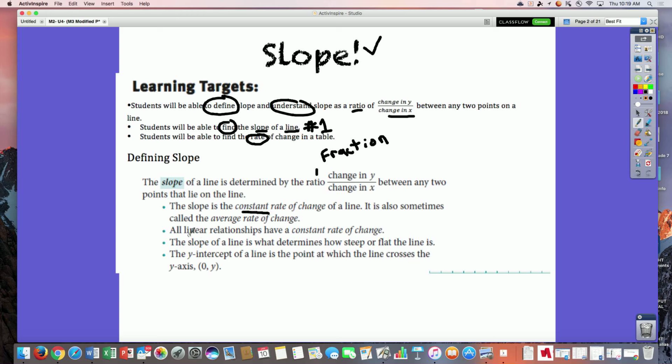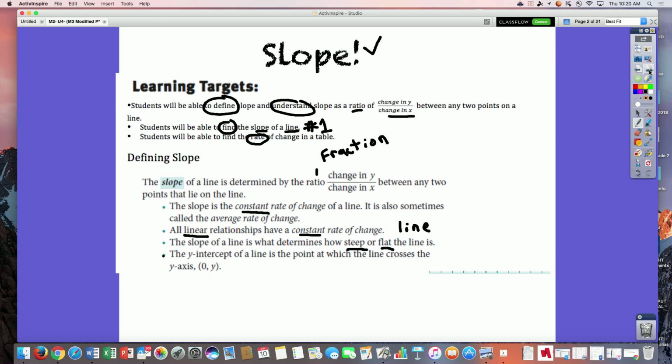All linear, it's hard to say, linear has the word line in it, right? All linear relationships have a constant rate of change. And basically when someone says slope, that means how steep the line is or how flat the line is. And the y-intercept is the point at which the line crosses the y-axis, so 0, y. And that'll be more important in part 2, but that is something you will know.